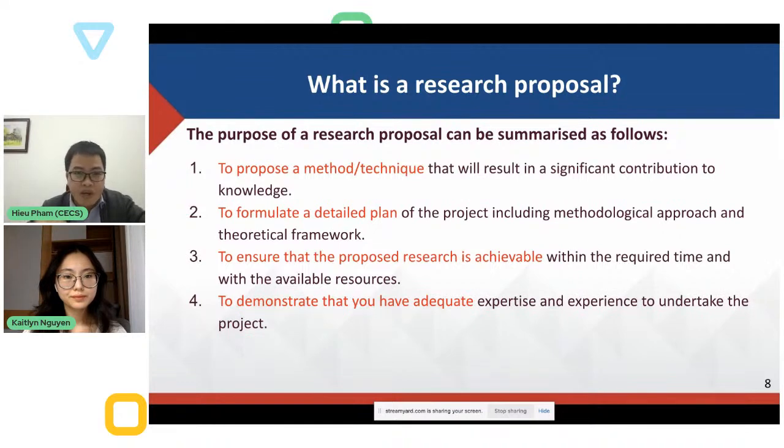Okay, so this document also tries to help you demonstrate the capacity, the expertise or the experience to undertake the project. With this document you can show that you have enough skill to achieve the final goals of the research.